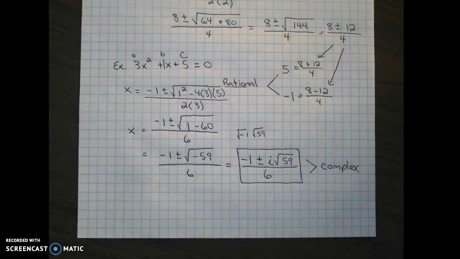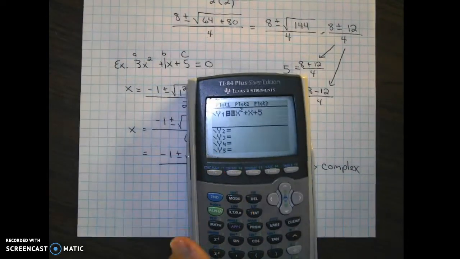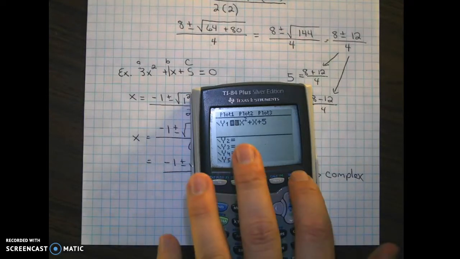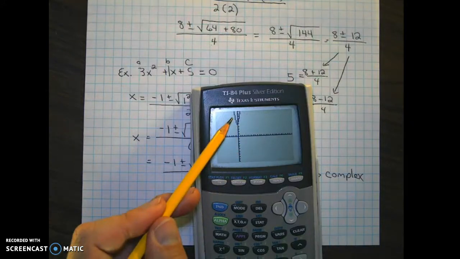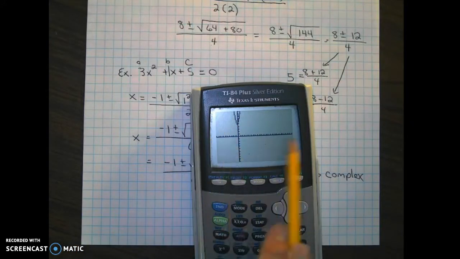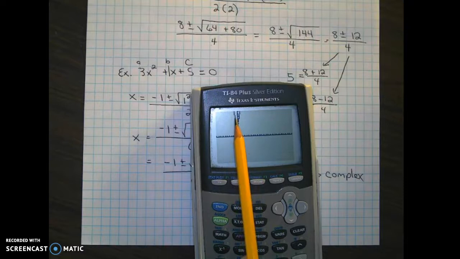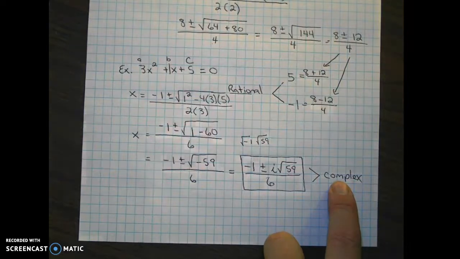All right, so now let's take a look and see what that looks like on our old school calculator. So there's our equation. If we graph it, notice that the quadratic, the parabola, does not cross the x-axis anywhere. And so only real solutions will touch or cross the x-axis. This one's not a real solution, and so we call those complex solutions.